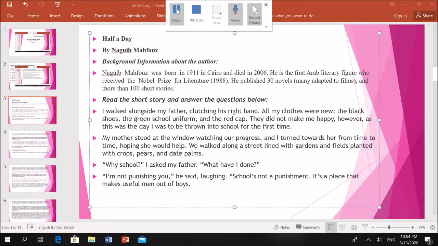So actually we are going to study Half a Day. This is a short story by Naguib Mahfouz, and Naguib Mahfouz is of course a very famous Egyptian writer, and he's the first Arab writer who received the Nobel Prize for Literature. So now we move to the part of the story.